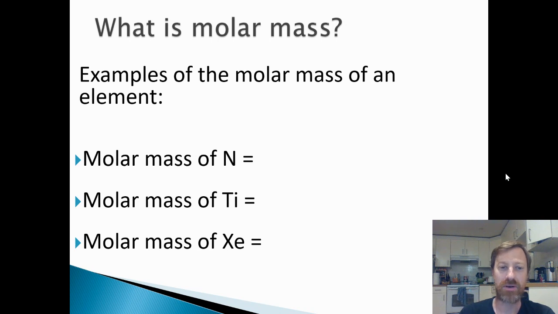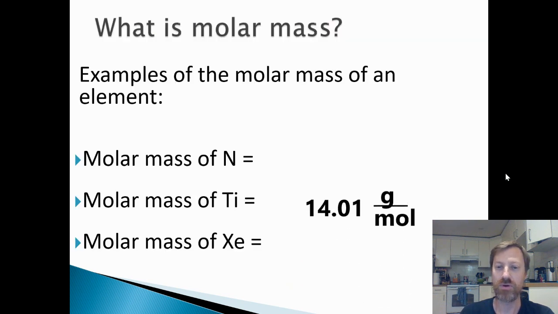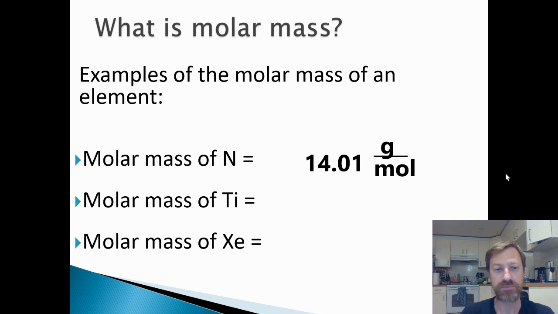If we want to find the molar mass of an element, it's really straightforward, we just look straight on the periodic table. So molar mass for N, that's nitrogen. Let's look on a periodic table. Here's nitrogen. If we zoom in on nitrogen, we'll see the number at the bottom is 14.01. So the molar mass for nitrogen is 14.01 grams per mole.